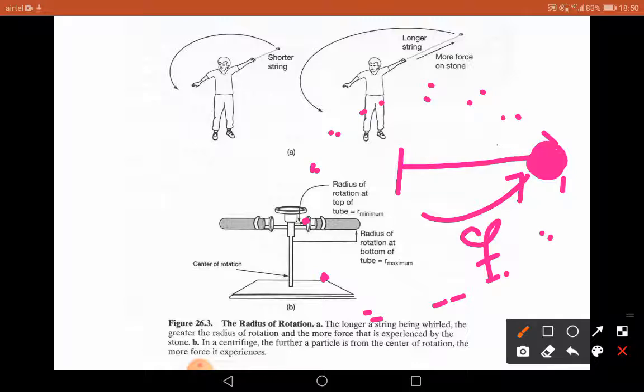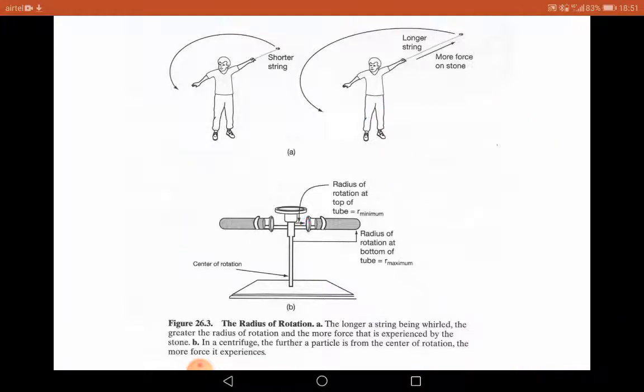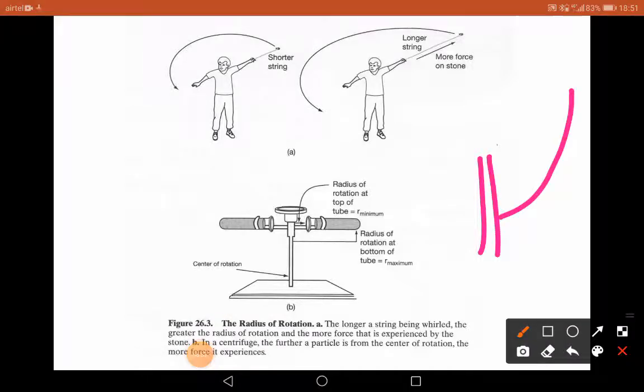There is one more force that is exactly opposite to this. Here, the particle is trying to move away from the center. We call this force centrifugal force. And there is another force called centripetal force, where the particle is trying to come towards the center or towards the axis. We are not interested in this one. We are discussing centrifugal force, where the particle is trying to move away from the axis.